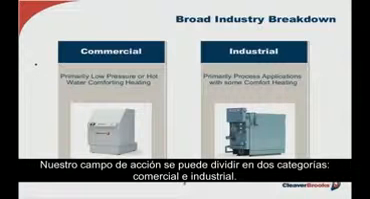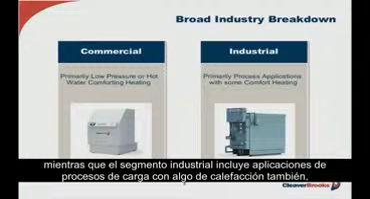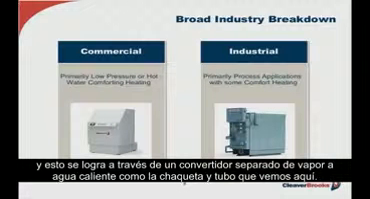Looking now at the industries that we serve in this business, they can be broken down into 2 broad categories, commercial and industrial, with the commercial segment being primarily low pressure or hot water comfort heating, and the industrial typified by process load applications with the possibility of some comfort heating as well. And this is normally accomplished through a separate steam to hot water converter, such as a shell and tube heater.